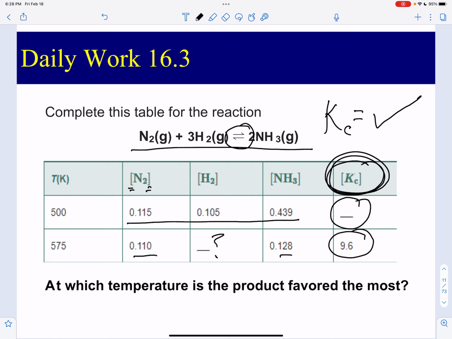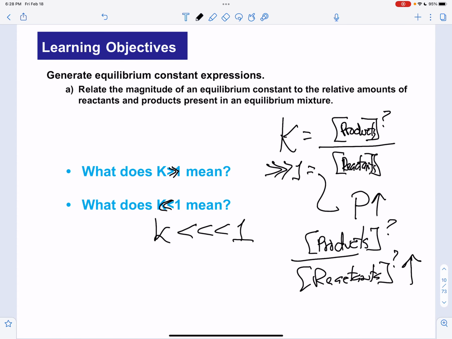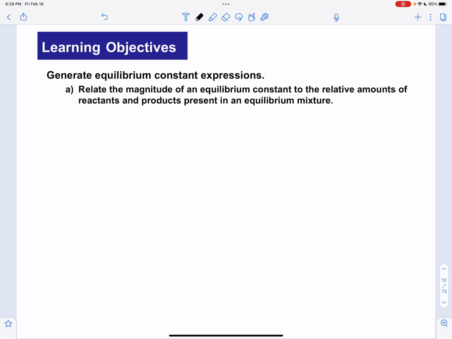tell me which of them, the one at 500 or the one at 575, is the one that favored the products the most. And you know how to do that based on what we talked about regarding the magnitude of the equilibrium constant. And that's it. There's not much more to say there.